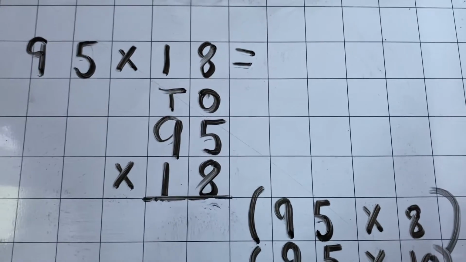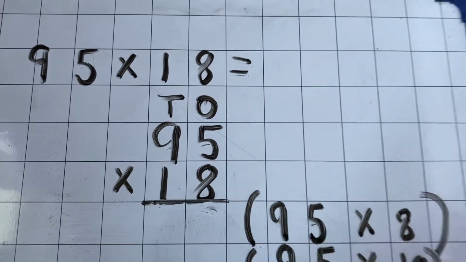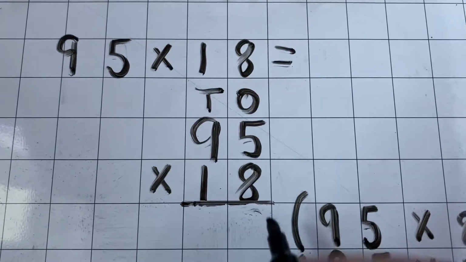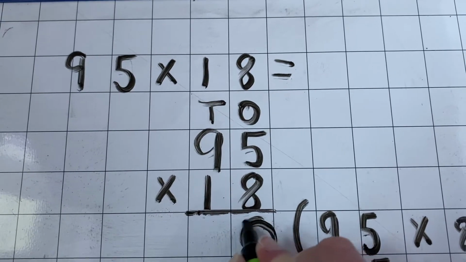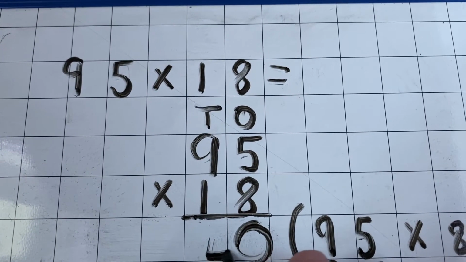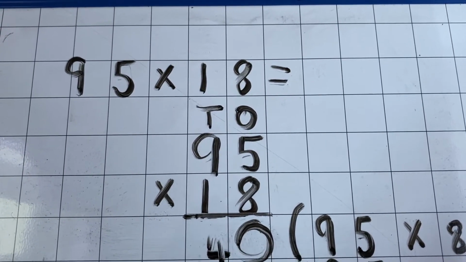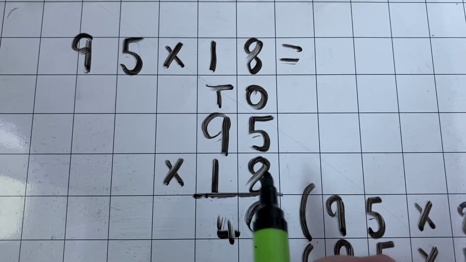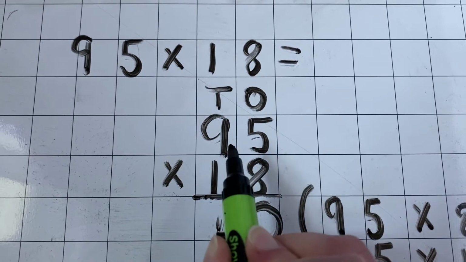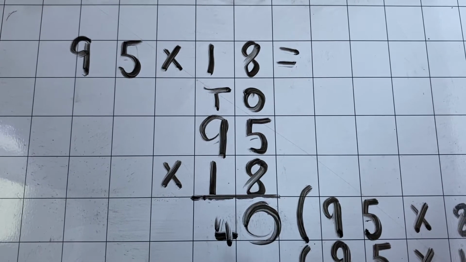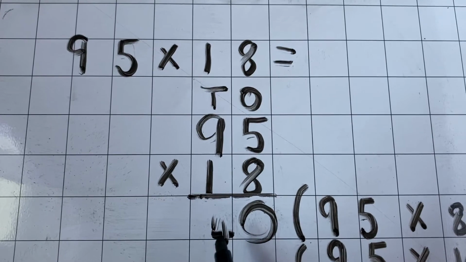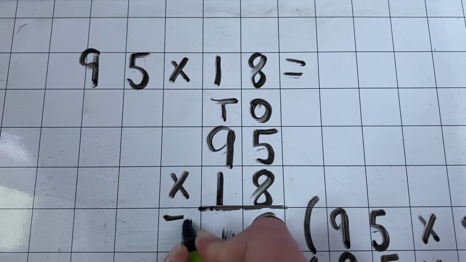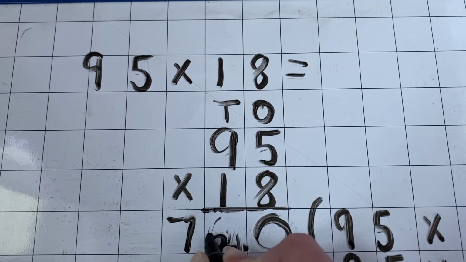So 95 times 8. Well, let's start with our ones column. 5 times 8 is 40. We put our 0 and we exchange our 4 tens into our tens column. We then do 90 times 8. 90 times 8 is 720. Add the 40, makes 760.